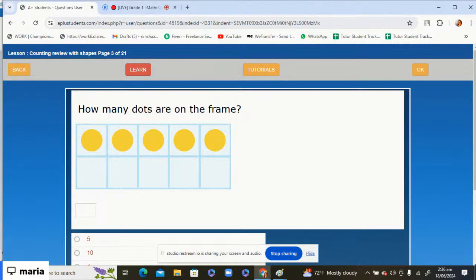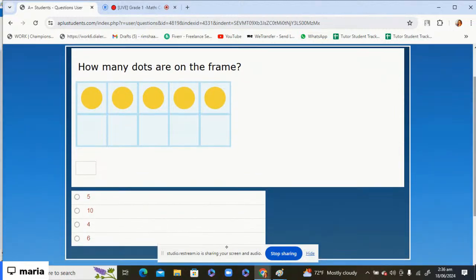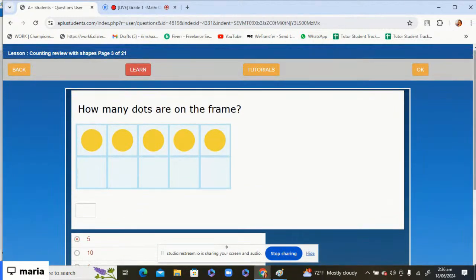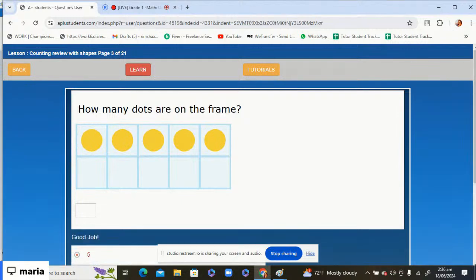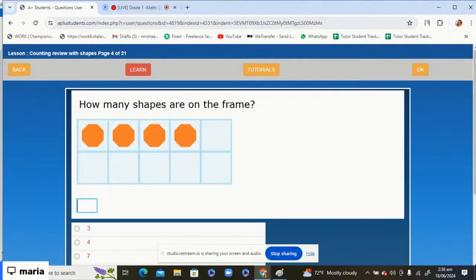So, how many dots are on the frame? Count it. How many total dots are there? One, two, three, four, and five. Five total dots. So I go with the option A, that is five. Okay, and then check. Yes, this is right.